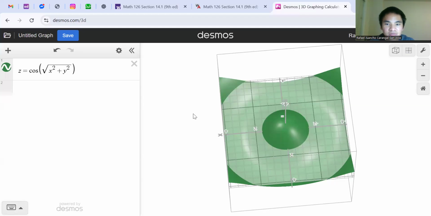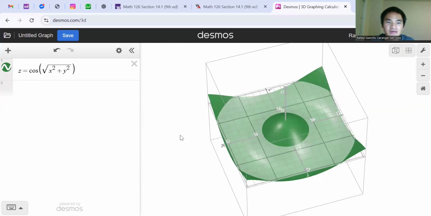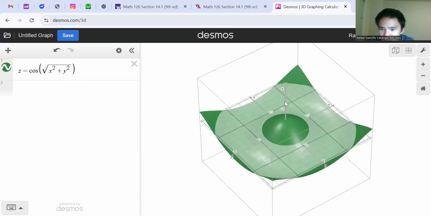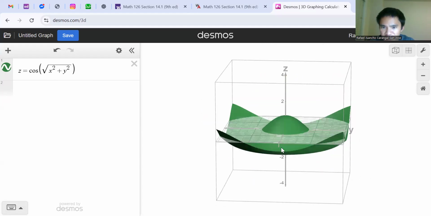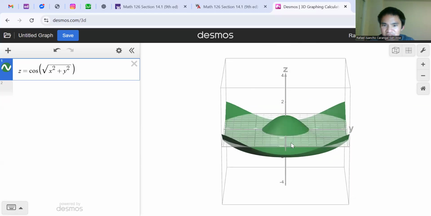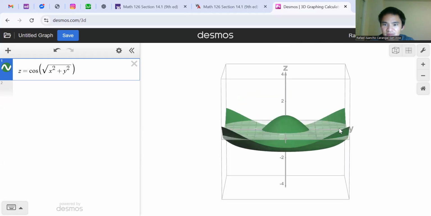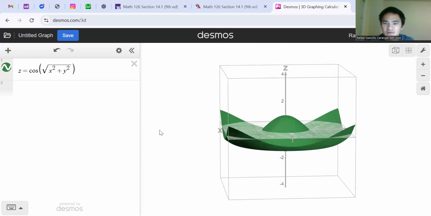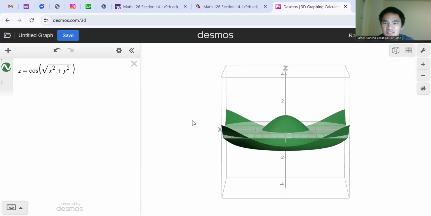And then to identify my traces, if I take out my x, I'm left with cosine of the square root of y squared. So I'm left with z equals cosine y. If I look at my yz, here you can see I just get a cosine curve. And same goes for my x. My xz also gives me the same cosine curve.